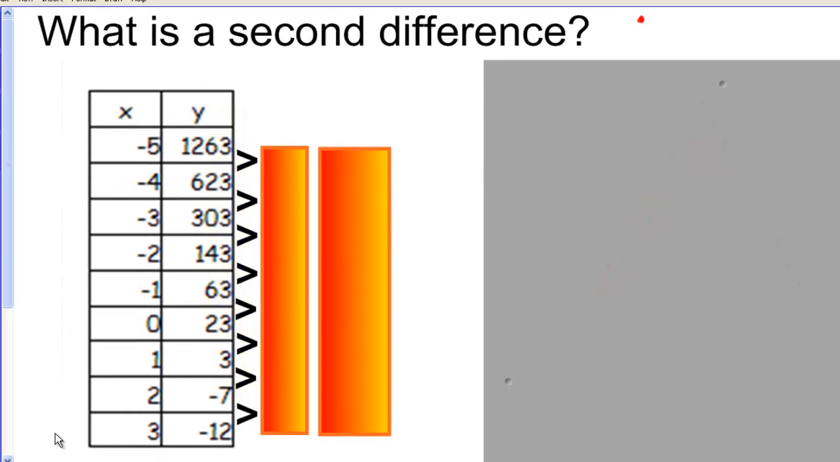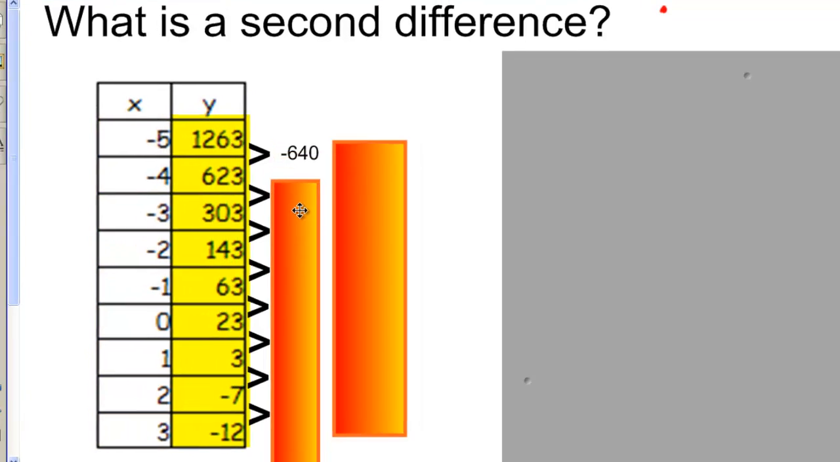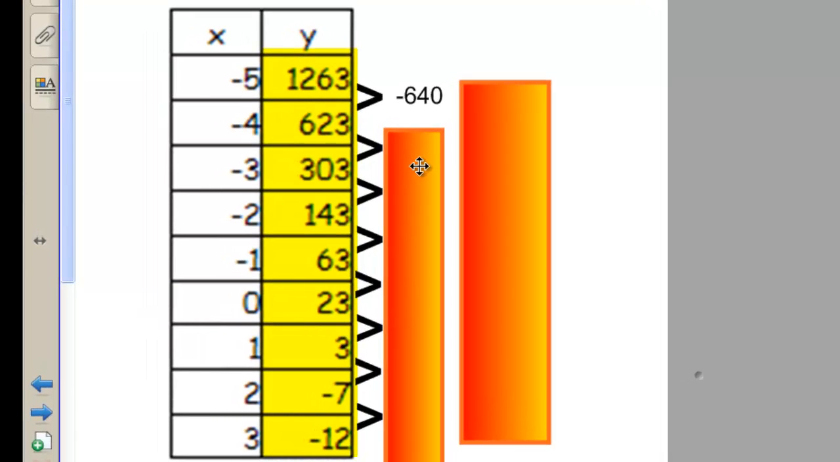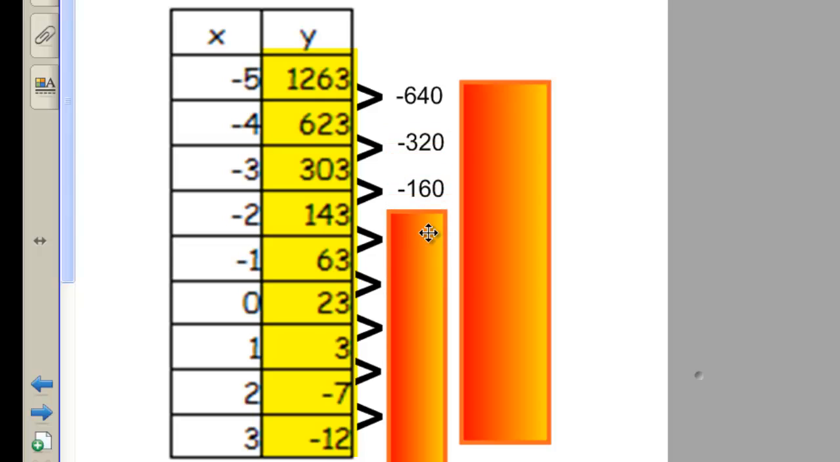Now we're going to talk about two functions where we're going to have to do a second difference. For those of you in physics, it means we have to talk about acceleration. We have to talk about the difference of the difference. So again, if I look at the sequence of numbers, the x's are going up by 1s. With the y's, my first difference from the first term to the second term, I subtract 640. And you can use a calculator to get those differences. From 623 to 303, I subtracted 320.